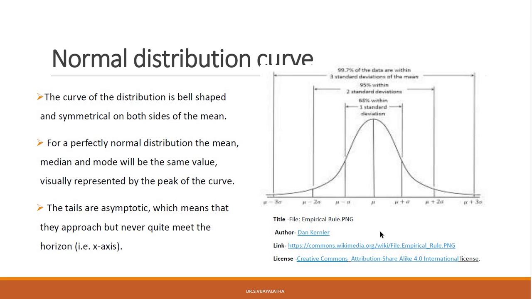Before we move on to measures of skewness and kurtosis, let us understand the features of a normal distribution curve. If the frequency curve of a data resembles a bell-shaped curve and it is symmetrical on both sides of the mean, here the mean is represented by mu, then we can decide that the data is normally distributed. So if it is a perfectly normal distribution, the mean, median and mode will coincide and it will be represented in the peak of the curve.